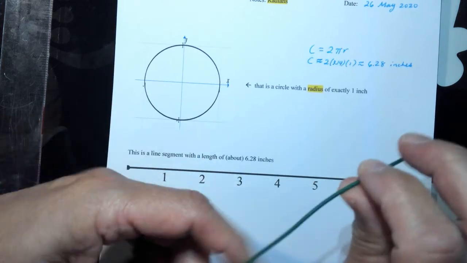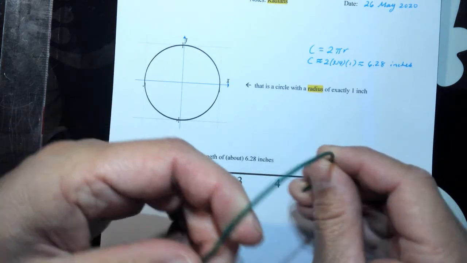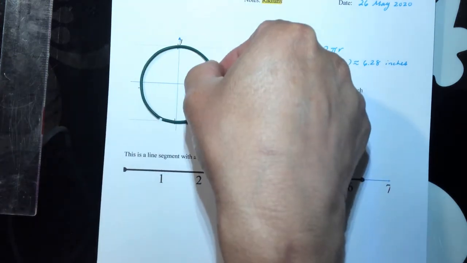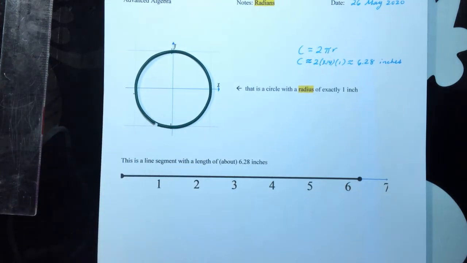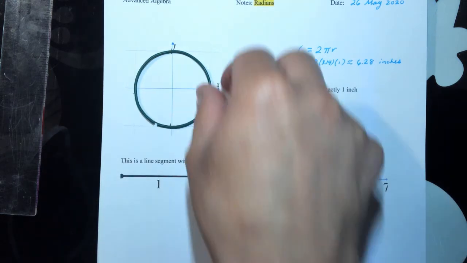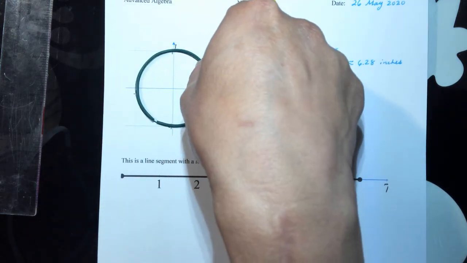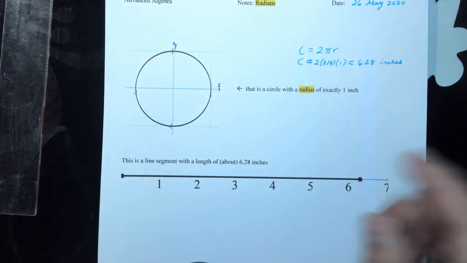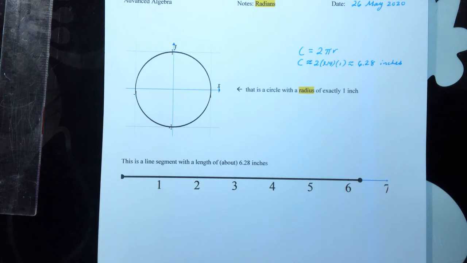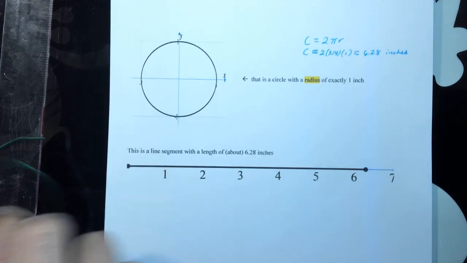If I bend it into a circle, it should fit perfectly over that circle. So that's the relationship between radius, radians, and circumference. They all go together. Next page.